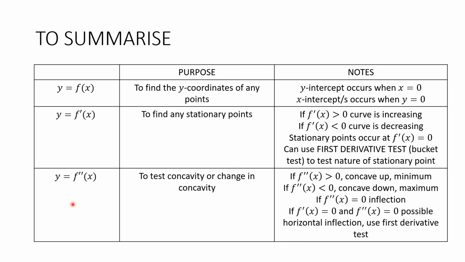Second derivative. The purpose is to test concavity or change in concavity. Remember, if the second derivative is greater than 0, it's concave up, it's a minimum. Less than 0, it's concave down, it's a maximum. Equal to 0, it's an inflection. If first and second derivatives are both equal to 0, there's a possible horizontal inflection. We need to go back to the first derivative test to confirm it.